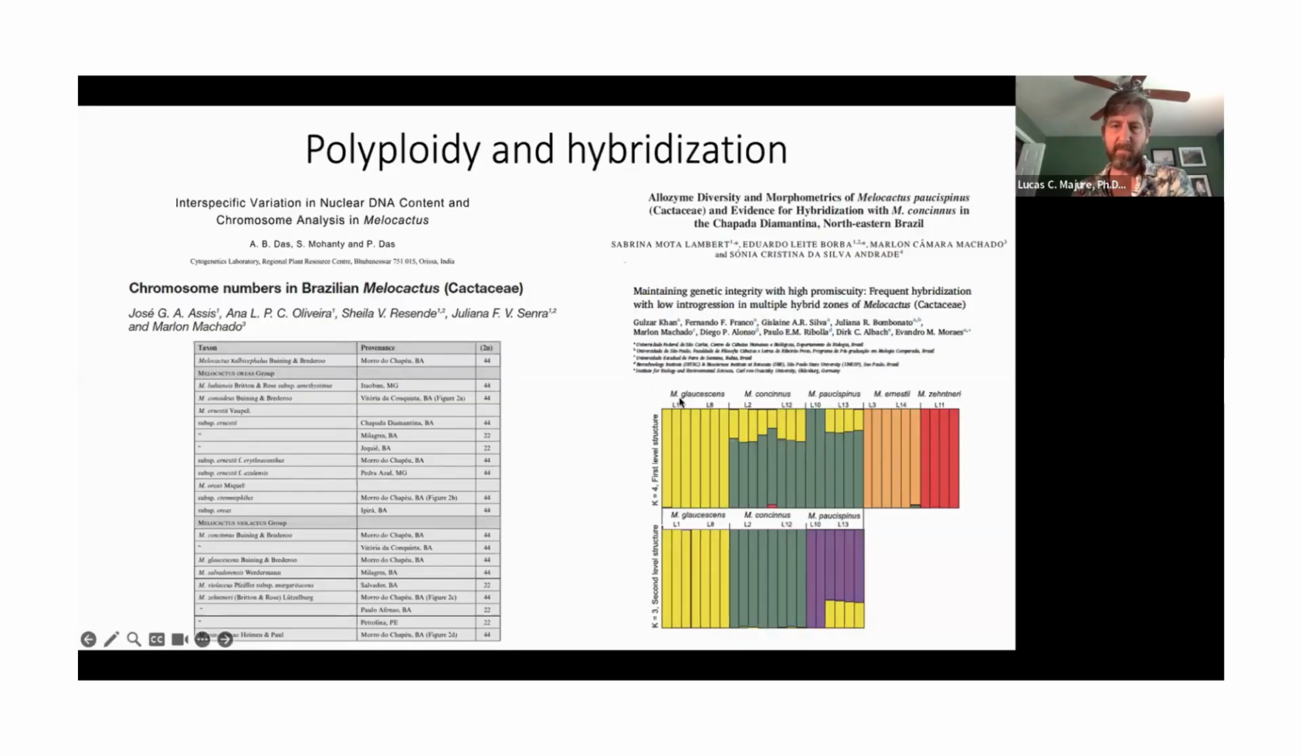And then there have been some population genetic studies. On the right-hand side of the screen, you'll see these figures that are highly colored in yellow and green and purple. What that is essentially showing is that there was hybridization between Melocactus glaucescens, Melocactus concinnus, and paucispinus. So in populations where these occur together, they're actually hybridizing with one another.